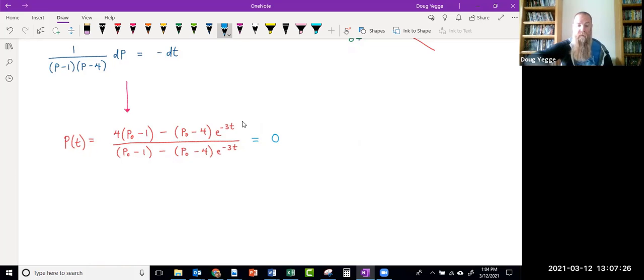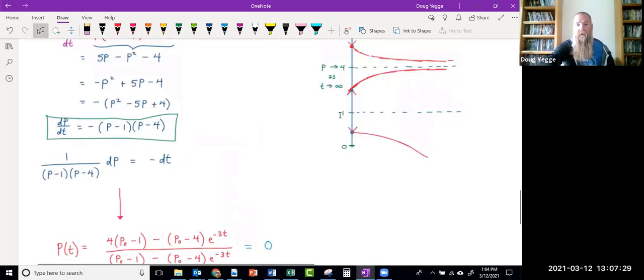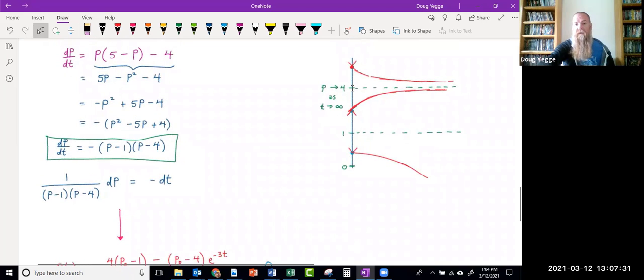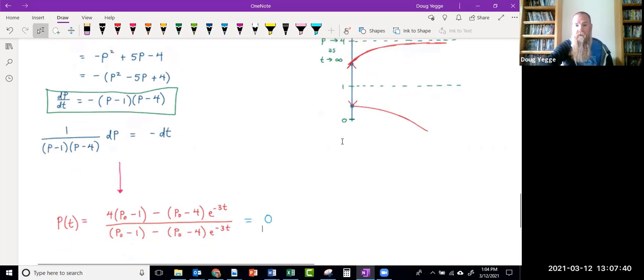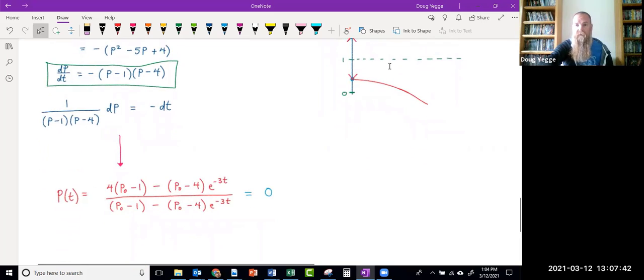If we get an actual value, then that would mean that it will in fact become extinct. Now, remember, it won't become extinct if the population is between 1 and 4, or if the population is greater than 4. It's only going to become extinct if the population begins between 0 and 1. So let's go ahead and solve that and finish this up.